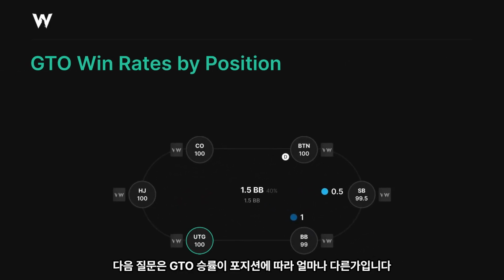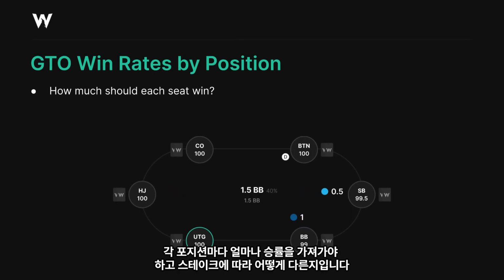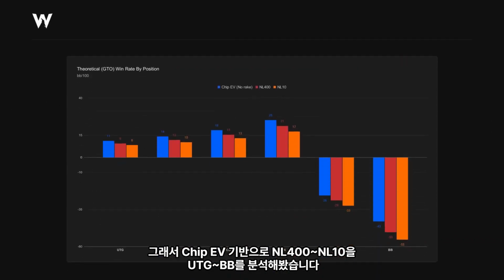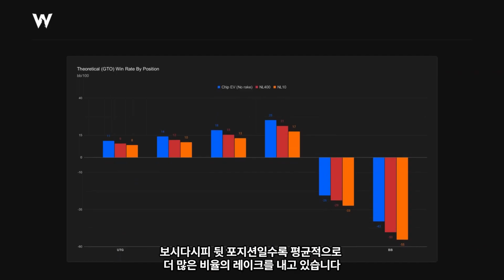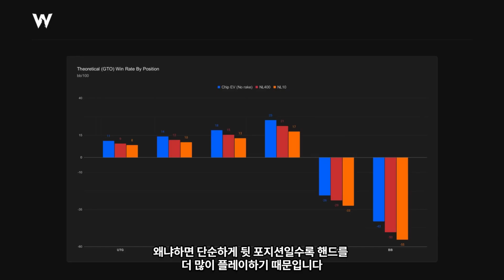The next most obvious question, to me anyway, was how do GTO win rates vary by position? How much should each seat win from under the gun through big blind, and how do these vary by stake? So I calculated these win rates from chip EV, NL400, and NL10 from under the gun through big blind. First thing you'll notice is that the later positions pay a larger proportion of the rake on average, and this is simply because they're playing more hands and therefore paying more rake.